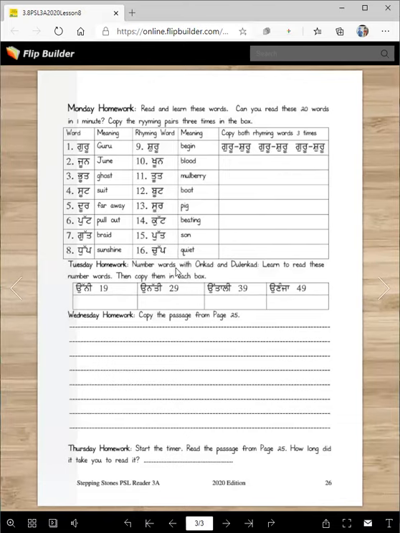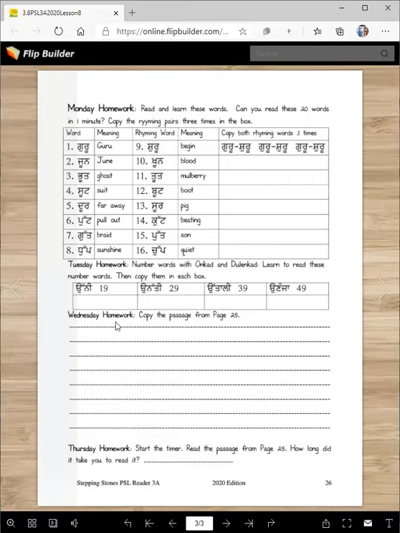Tuesday, your homework is number words with onkar and dulankar. Learn to read these number words, then copy them in each box. Unni, Unni has adak here. Unatti has adak here. Untali, this one has a bindi. And Unanja, this one has a tippi because it's Sarnana.